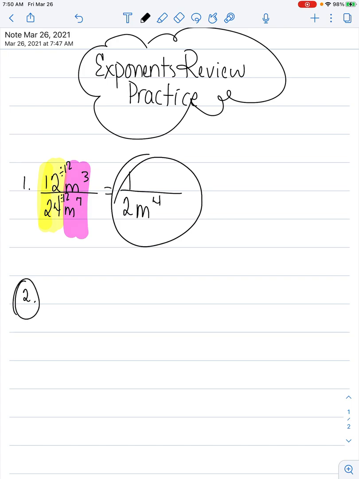Number 2. I'd like for you to simplify 52x to the 6th power over 13x to the negative 7th power. Pause the video, work the problem. Now that you've worked it, let's check it.